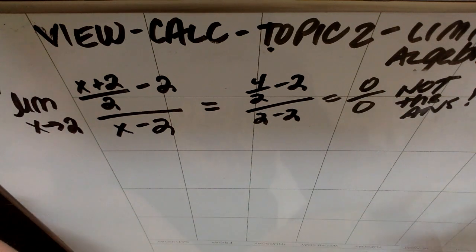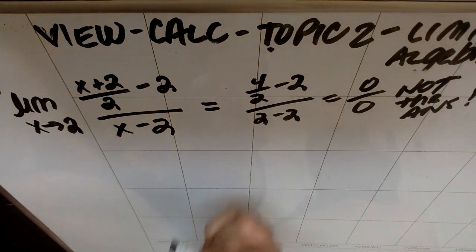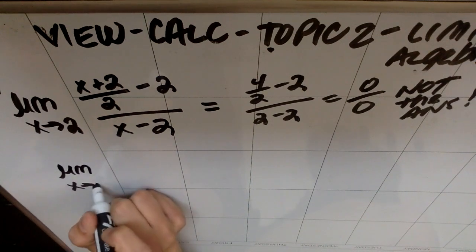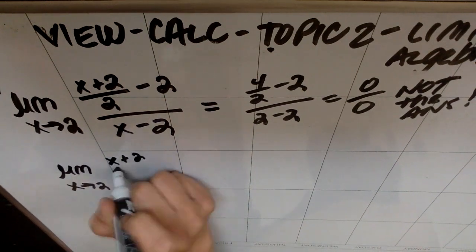Factoring is great if you have polynomial over polynomial because when you factor them, something might cancel. But here, I've got a fraction in a fraction, and I should probably start by getting a common denominator. So I'm going to let the x minus 2 just chill for the moment and deal with the fact that the numerator is the uglier part of this situation.